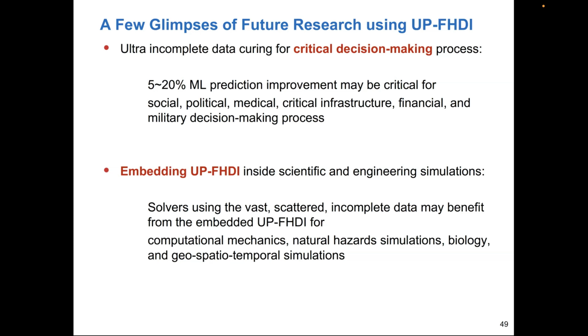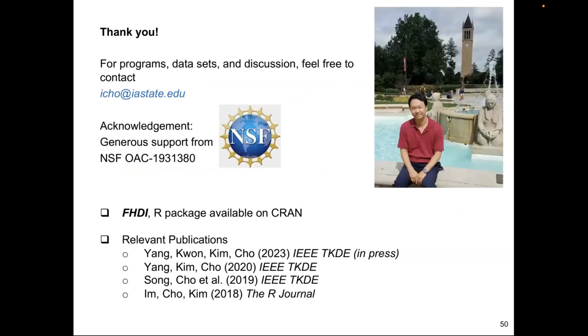And also, we love to share this UP-FHDI. Although it's written in C++ and MPI, we would like to share this open source code for other domains. So maybe you can embed this package in your own program, software or services, and somehow pre-cure your data set. Once again, our serial version program is already available, downloadable in CRAN. So maybe you may have heard of it.